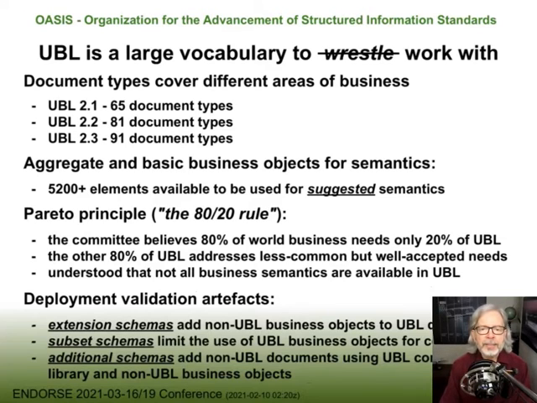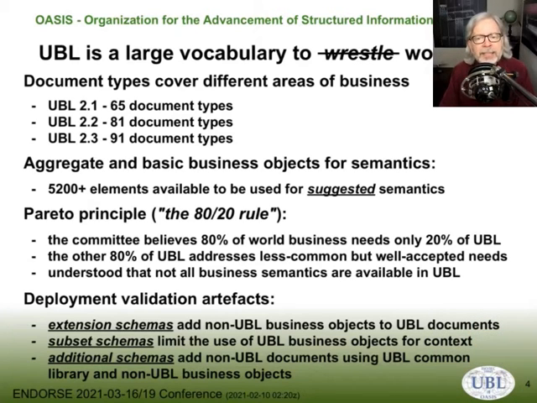UBL version 2.3 is a very large vocabulary incorporating 91 different document types for procurement and transportation logistics. Over 5,000 elements are available to represent the semantic components suggested by the UBL Technical Committee. Although it is very large, the committee has followed the Pareto principle, believing that really only 20% of UBL is needed to address 80% of the world's business needs. The other 80% of UBL addresses well-accepted business principles that may be of interest to a smaller audience.